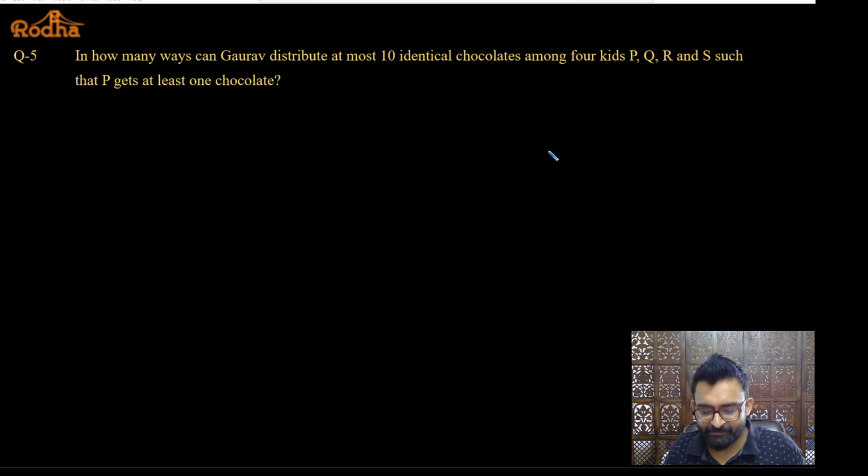Question number 5. Again, a very, very simple but application based question. You'll probably get an idea. In how many ways can Gaurav distribute at most 10 identical chocolates among 4 kids P, Q, R and S such that P gets at least 1 chocolate?